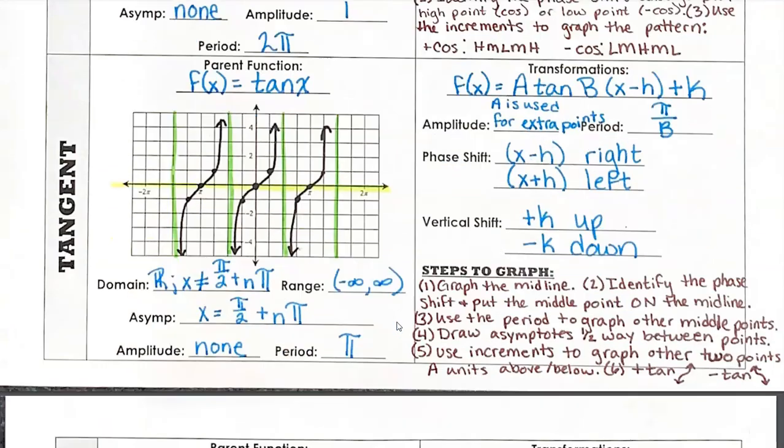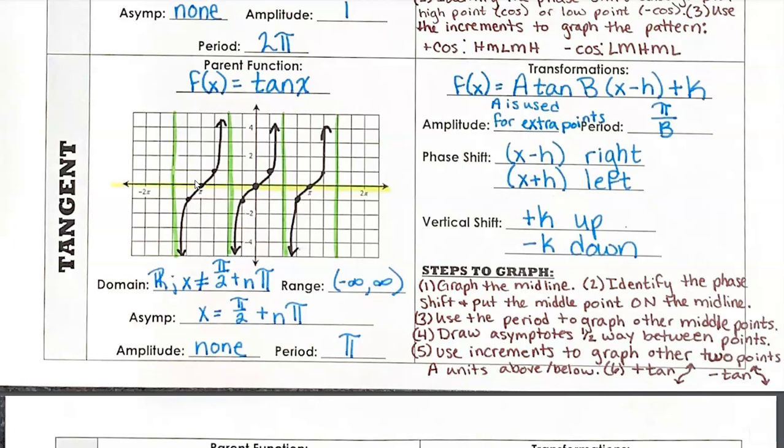All right, for tangent. Our tangent functions are when we start getting those vertical asymptotes. All right, our domain is all real numbers except those multiples of pi over 2. So we're going to go pi over 2 plus pi. Each one of these green lines cannot be a point in our domain because it is an asymptote.